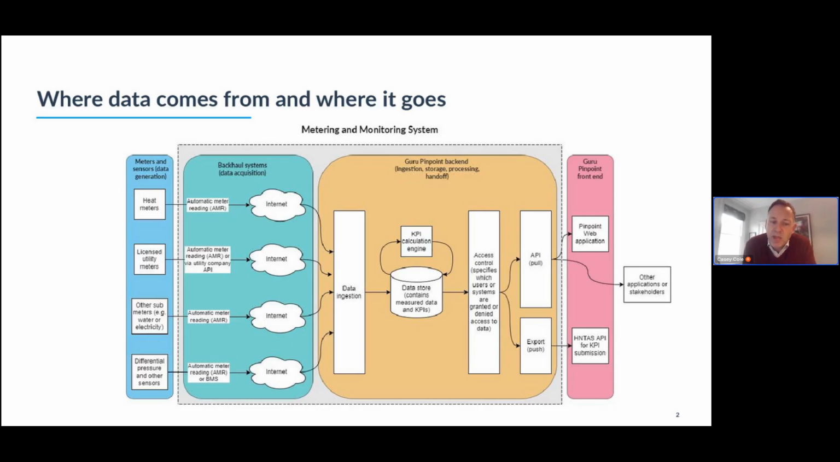So this is a little bit busy, but bear with me. I want to talk about where the data comes from, the path that it follows from when it's generated at the point of measurement all the way through to where it's consumed. So if we start on the left-hand side in the blue box on the far left of this diagram, this is where our data is coming from.